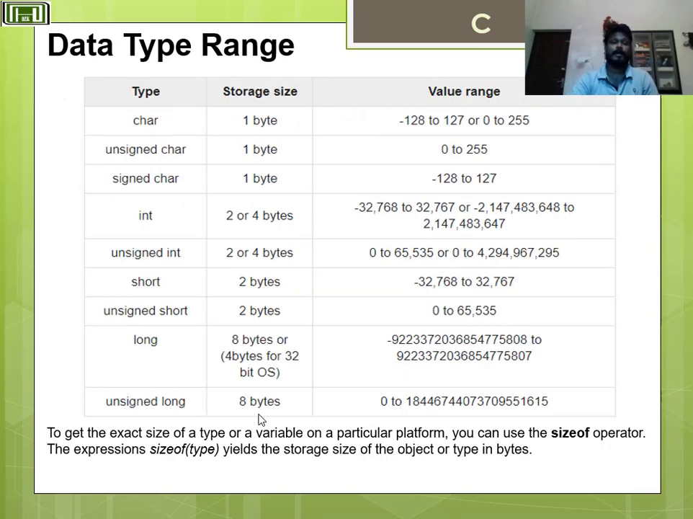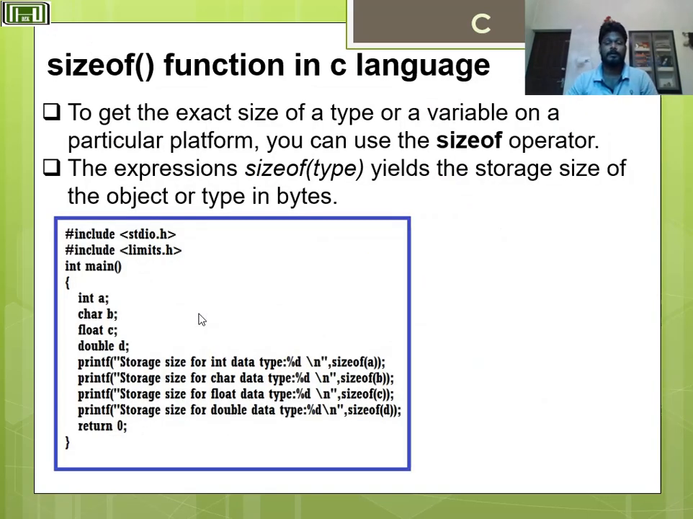Here is the data type range for all the data types. For char, 1 byte, with value range -128 to 127 or 0 to 255. I will just read out the type and storage size. Unsigned char allocates 1 byte, signed char 1 byte, int 2 or 4 bytes, unsigned int 2 or 4 bytes, short 2 bytes, unsigned short 2 bytes, long 8 bytes, then unsigned long 8 bytes. These are the data type ranges. Unsigned, signed, and short are all data type modifiers.